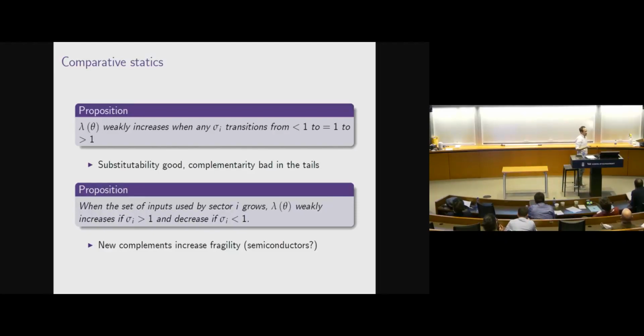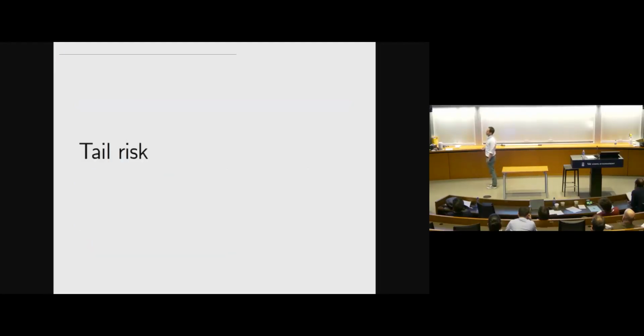Number two, when the set of inputs used by a sector grows, GDP is going to be higher if the elasticity is greater than 1, and it's going to be lower if the elasticity is less than 1. This is just saying if I have more complements, I have more fragility. You can think about semiconductors, for example. They didn't used to exist. They now exist. They're obviously good for output on average, but now all these different sectors are sensitive to the same input. We're finding out that if you want to close the tailgate of your car, it turns out you need semiconductors. They show up just everywhere. And that ends up increasing the fragility of this system.